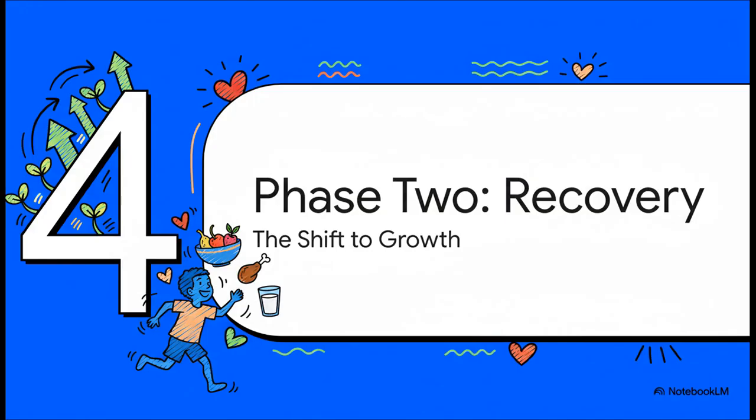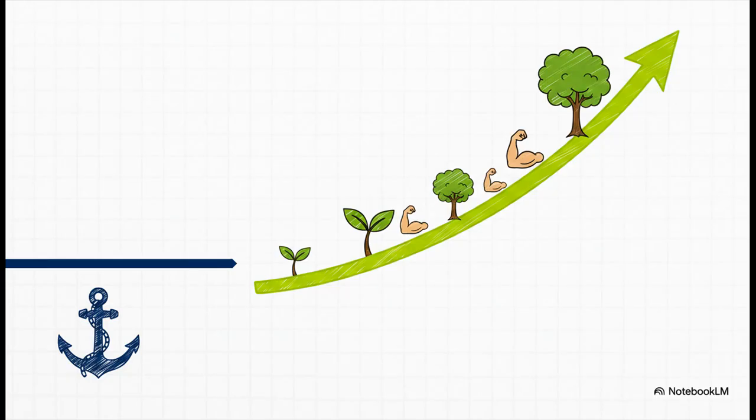So what happens after that first critical week? Well, once the child is medically stable, the swelling starts to go down, and this is the big one, their appetite comes roaring back, the entire focus shifts. We are now entering phase 2, the road to recovery. And the name of the game here is simple, and it's ambitious. Catch-up growth. All that caution from phase 1 is in the rearview mirror.